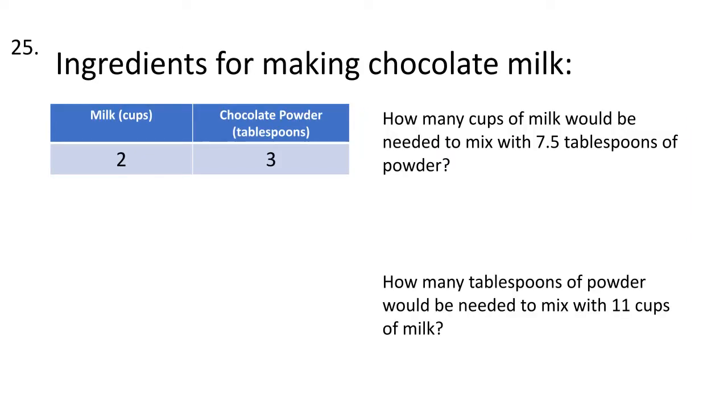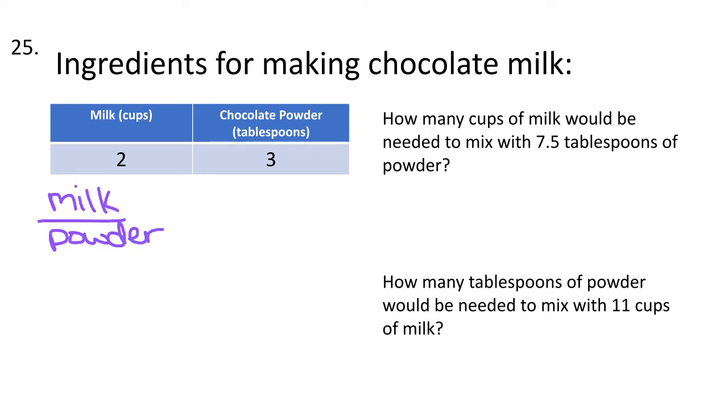Next question, ingredients for making chocolate milk. We are going to use 2 cups of milk for every 3 tablespoons of chocolate powder. This is the information given in our table. The first question, how many cups of milk would be needed to mix with 7.5 tablespoons of powder? Since we're using a recipe, this is an excellent time to use ratios and set ourselves up a proportion. We are comparing the cups of milk to the tablespoons of chocolate powder.